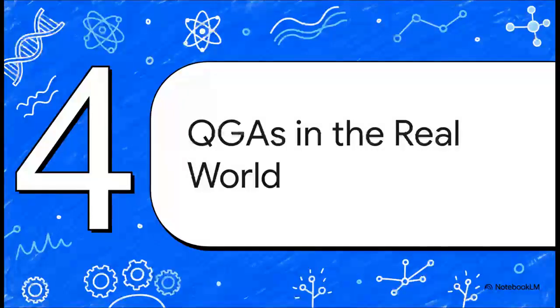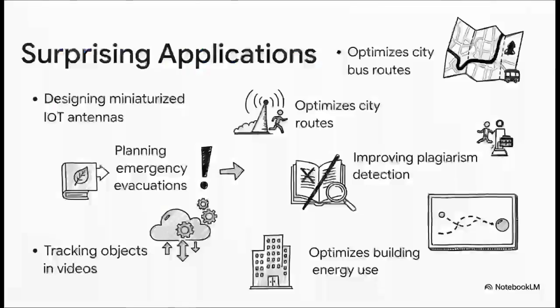All right, I know this all sounds super abstract, maybe like something out of science fiction. But here's the thing. QGAs are already out there, in the real world, solving some really practical problems. And the list of what they're being used for is just wild. I mean, check this out. Researchers are using them for everything from designing smaller, better antennas for our smart gadgets to untangling the massive, complex web of a city's bus routes. They're helping plan emergency evacuations, making cloud computing more efficient, and even getting better at spotting plagiarism. It's amazing.